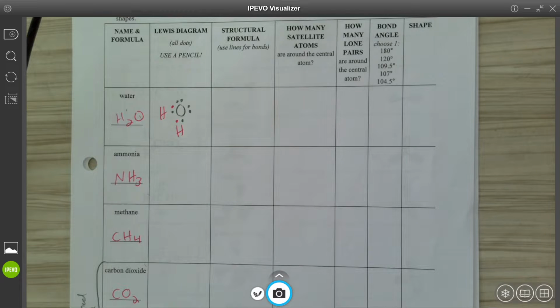So for the last two, use method 2, okay? Just add up all the electrons on the side, because it's going to be hard. Add them up on the side, because method 1's not going to work.